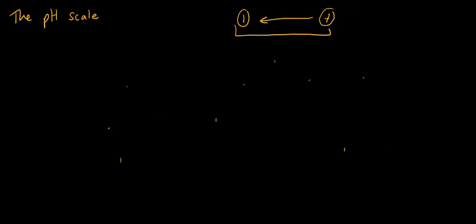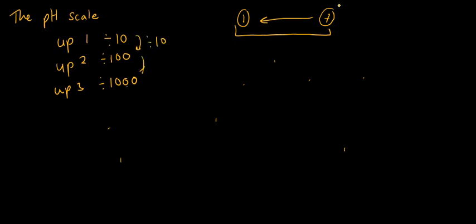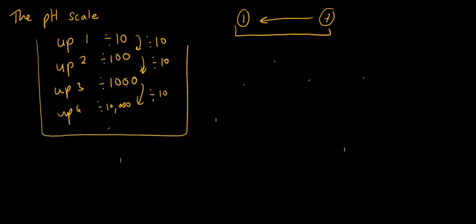So I'm going with up 1 is divide by 10. If you went up 2, you'd be dividing by 100, and if you went up 3, you'd be dividing by 1000, as I divide by 10 and divide by 10 again. Then if I was to go up 4, I'd be dividing by 10,000, and I could keep on going. That would be the same with going down the pH scale, but I'm not going to write that because I'm just going to talk about moving up, so making something less acidic.